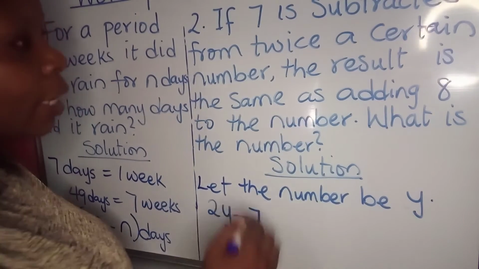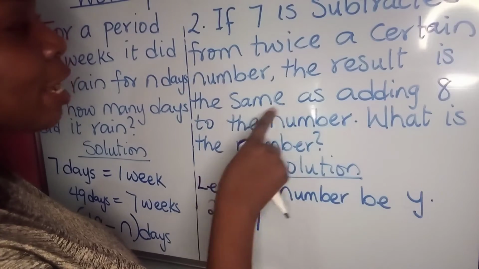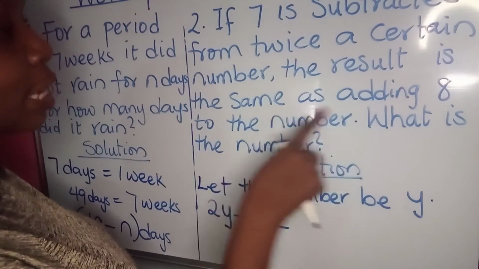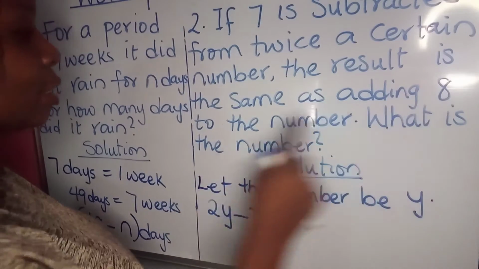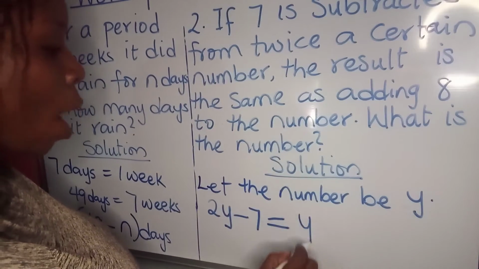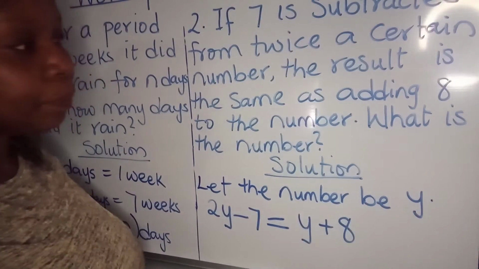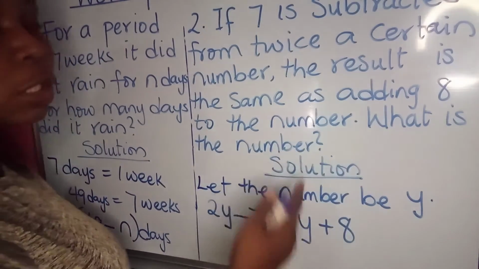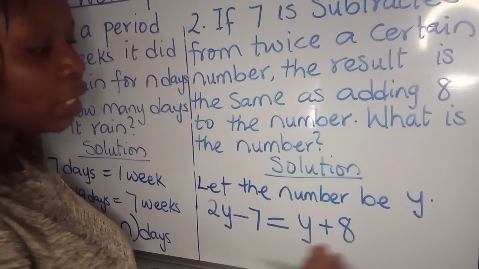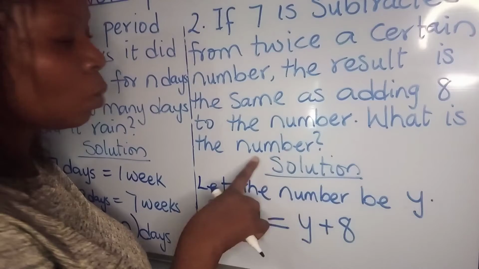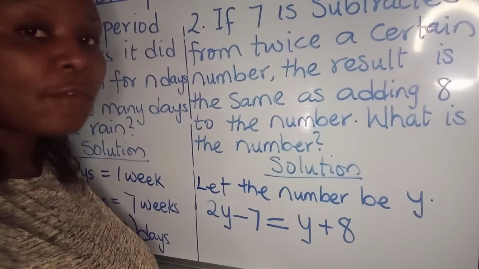It says the result is the same as, that is equal to, adding 8 to the number. That means y, which is the number, plus 8 on this side. By doing this, we have formed an equation. To find the number, we have to solve this equation.